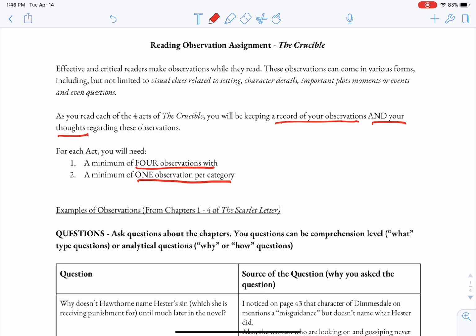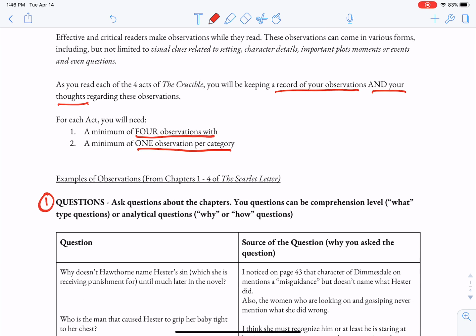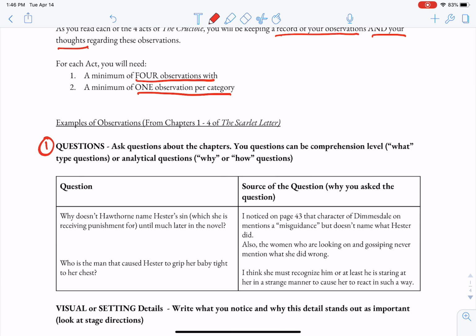Now, you might be asking yourself, well, Mr. Roff, what are these categories? Well, the categories are 4 different types of observations. The first would be questions. You're going to ask questions, and you can see some example questions from chapters 1 through 4 of The Scarlet Letter. I thought since we're going to be reading a book about Puritans back in the 1600s in Salem, it would be appropriate to use these as our examples. These can be comprehension questions or analytical questions. So what questions are fine, and also why and how questions. You're also going to include the source of the question. Where did that question come from?